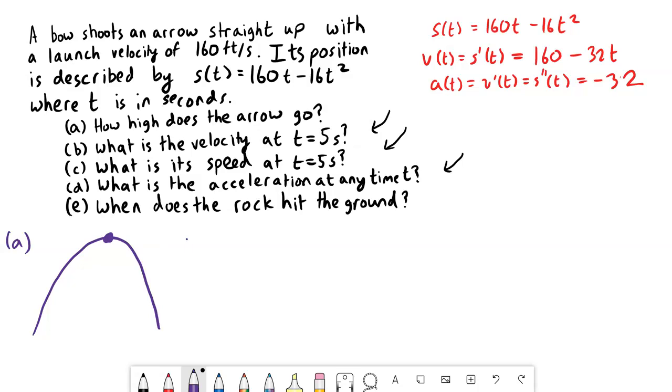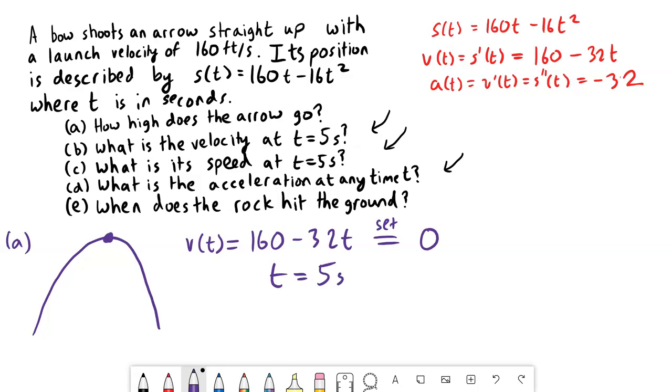So, let's look at that. V of t equals 160 minus 32t. We want to set that equal to 0, and we want to find what t is. So t is equal to, what is this? We have to bring the 160 over and divide by negative 32, so we are left with 5, right? We can easily solve equations. So the velocity is 0 at t equals 5 seconds.